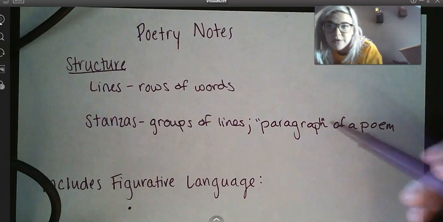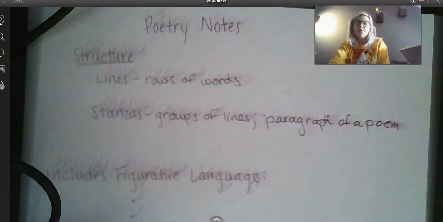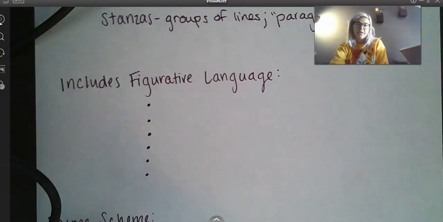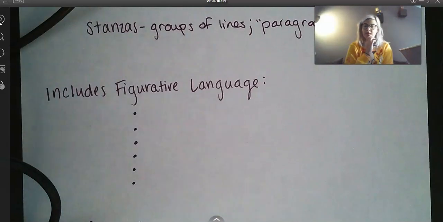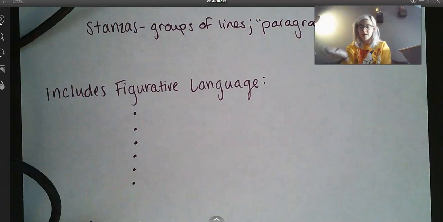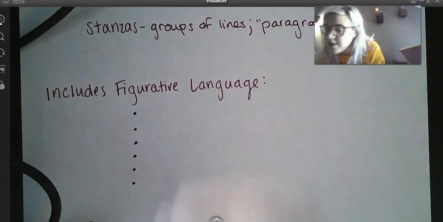Sorry, I made that weird. Okay. So, another big thing about poetry is that it does include figurative language. We talked about figurative language, whether or not you remember, that's on you. So, we're going to list a couple that they use very often.